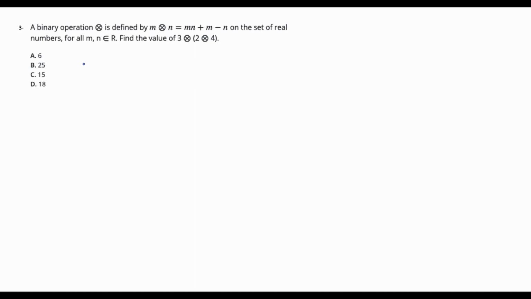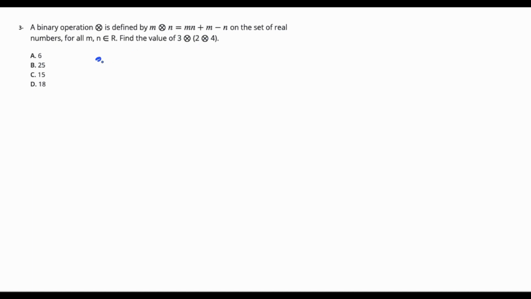Question number 3. A binary operation represented by this symbol is defined by m operation n equals m multiplied by n plus m minus n, on the set of real numbers, for all m, n being a member of R. We've been asked to find the value of 3 operation into bracket 3 operation 4. We've been asked to find the value of this operation here.